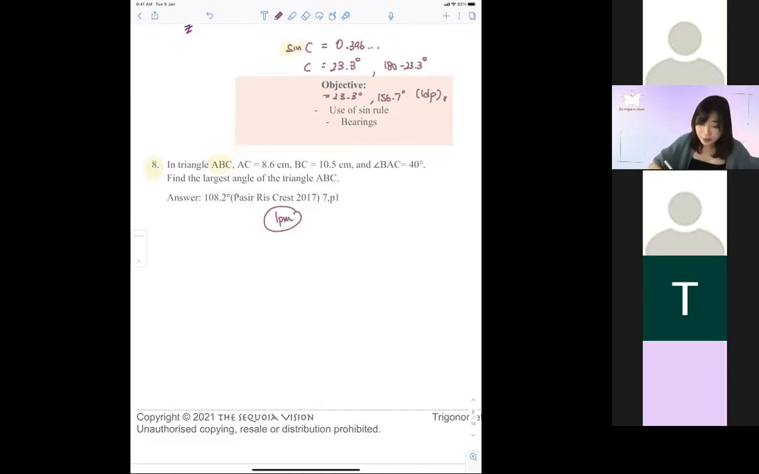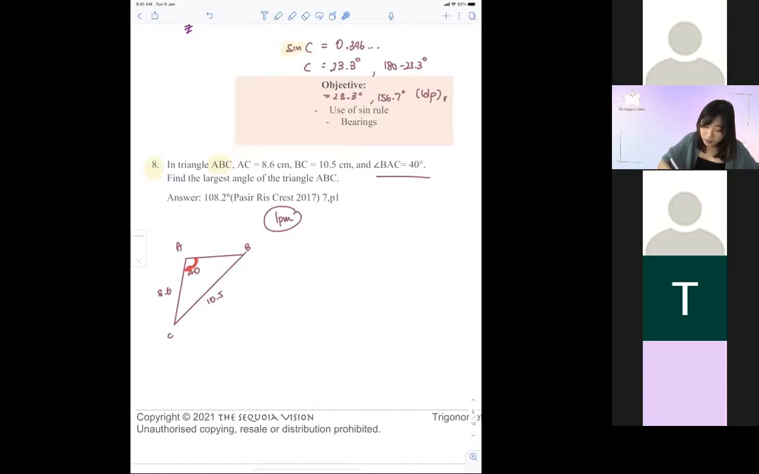All right, let me go through one. Same thing: if you can't visualize, it doesn't matter, just draw your own triangle. My triangle is not to scale, I just randomly drew one, so it doesn't mean angle A is the largest. I just guess. BAC is 40, obviously my triangle is wrong, my A is obtuse, but never mind, just put in whatever you have: 8.6. BC is 10.5. So just randomly find an angle.